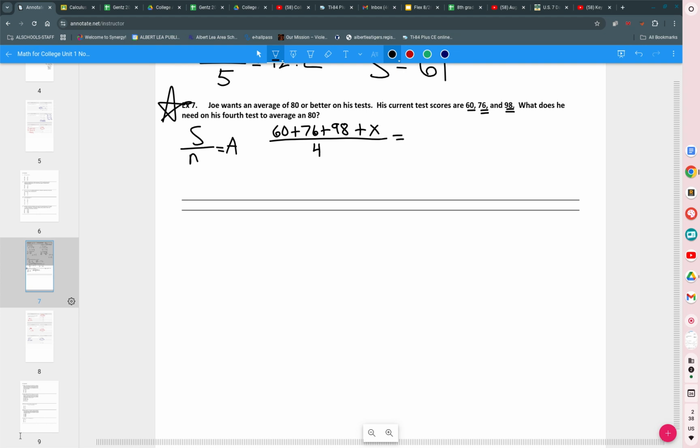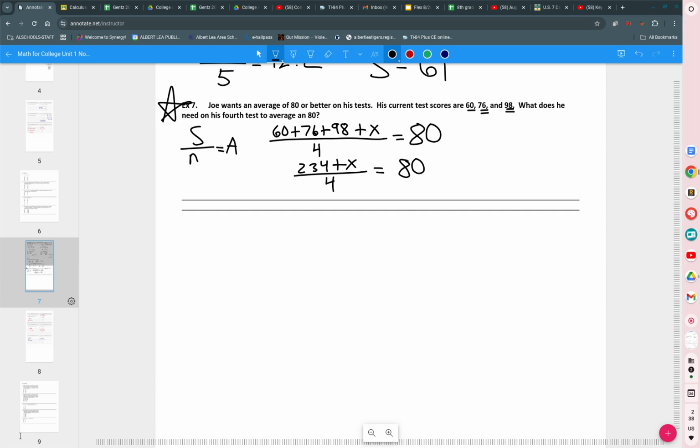And that has to be equal to an average of 80. We're going to force the average to be 80. So that's my new question. Okay, that's my new equation I'm going to work through. Well, 60 and 76 makes 136, plus 98 is 234. 234 plus x divided by 4 is equal to 80.